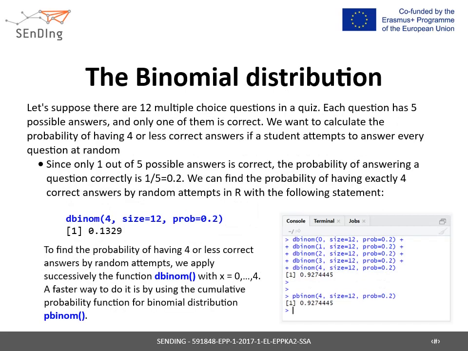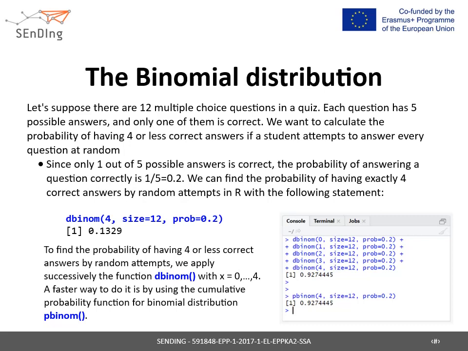For example, let's suppose there are 12 multiple choice questions in a quiz. Each question has 5 possible answers, and only one of them is correct. We want to calculate the probability of having 4 or less correct answers if a student attempts to answer every question at random. Since only 1 out of 5 possible answers is correct, the probability of answering the question correctly is 1/5 equals 0.2.